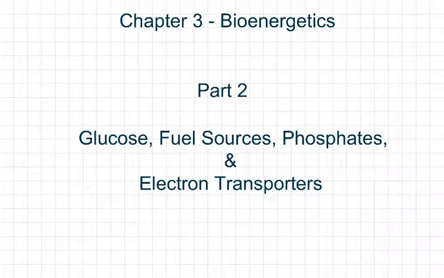Welcome back everyone to Chapter 3 where we're continuing our discussion on bioenergetics. In this particular video we're going to discuss what is glucose, fuel sources used for ATP production, high energy phosphates, and electron transporters. The purpose of this video with covering these key areas is to get you prepared to understand some of the key concepts for the energy pathways used to create ATP. So let's get into it.